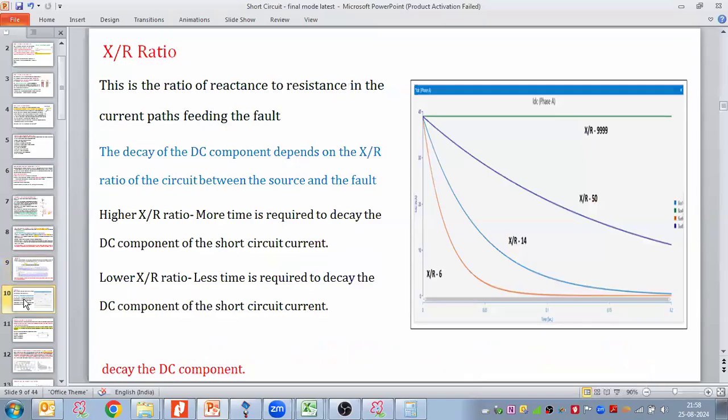Let us see quickly about the X by R. In simple words, I try to define what is X by R. This X by R is the ratio of reactance, X is reactance, R is resistance. So this is the ratio of the reactance to the resistance in the current path feeding the fault.